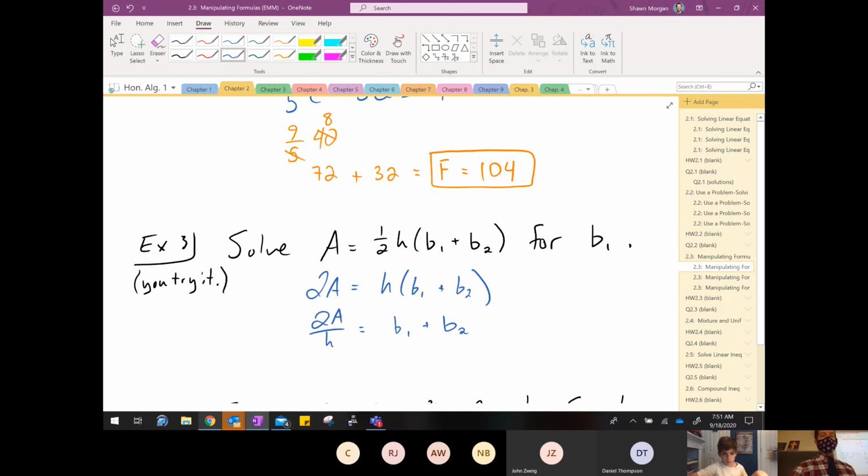Last but not least, we're going to subtract b2 from both sides, and I'm way out of time. We're sitting here chit-chatting about burgers, and time has slipped away. So y'all pack up and skedaddle on out of here. We got b1 is the same thing as 2a over h minus b2.